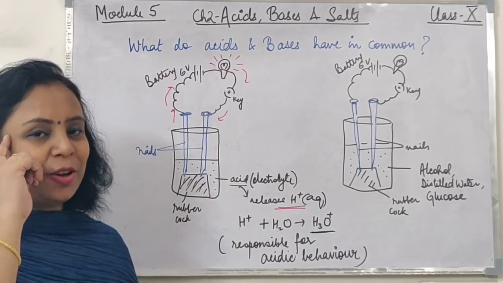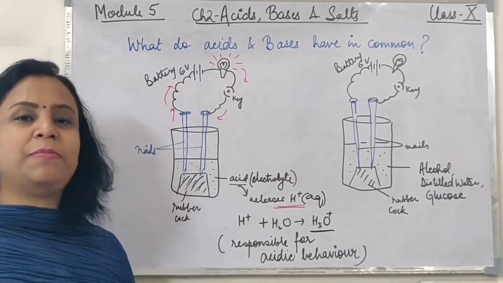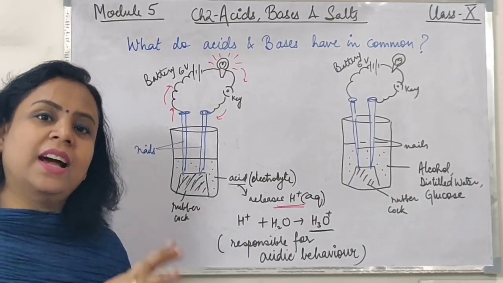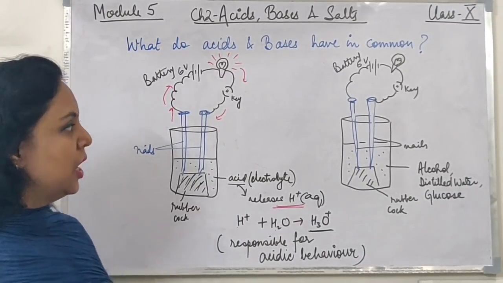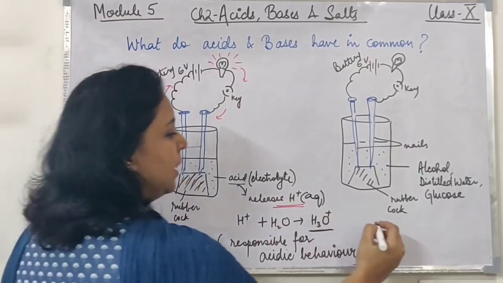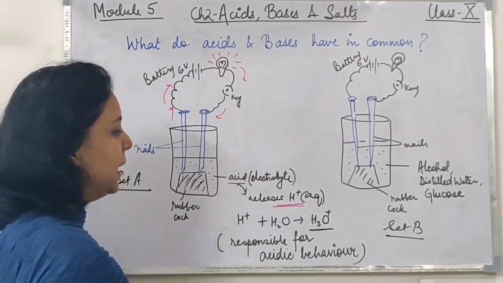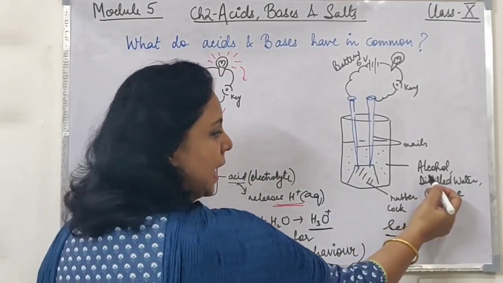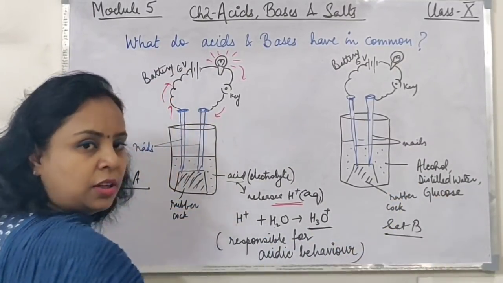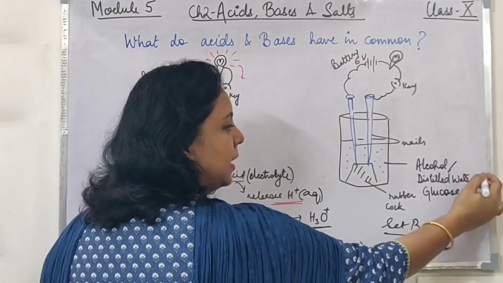Now I am sure your brain is going in the direction of bases also. So that is right. The behavior of bases is because of the OH- ions that are generated when they are dissolved in water. Now I have taken one more setup. Suppose this is setup A and this is setup B. I have made a similar arrangement, but instead of acid, I have taken any other organic solvent like alcohol, distilled water or glucose. Any of these can be taken.